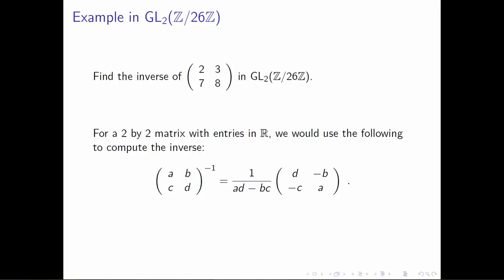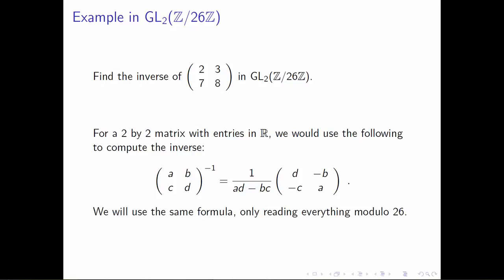However, if we do that, we're going to end up with, for example, the entry in the top left position of the inverse matrix being negative 2/5, which is not an integer in the range of 0 to 25. So if we just use this formula in a straightforward manner, we're not going to get the right answer. We're going to get an inverse of this matrix over the real numbers, but not sitting inside the set that we want. This set, GL2 of Z mod 26Z, we know is a group, and so we should be able to find an inverse for this matrix sitting inside this set, not outside of it.